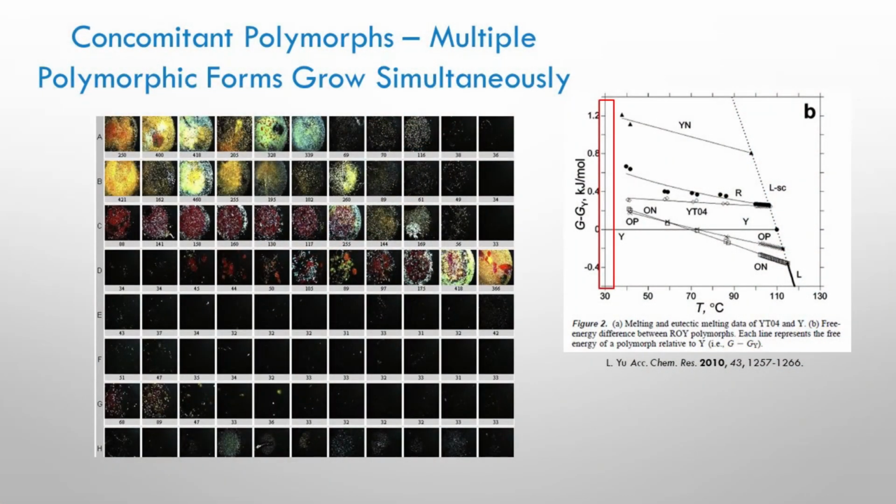A friend of mine who unfortunately passed this past year, Joel Bernstein, great scientist, and that's one of the wonderful things about this field. It's kind of a small field, and you have a few people, and then you all kind of come from similar lineages, and we all kind of connect internationally even. But Joel Bernstein was very prominent in the field, and he had termed this concomitant polymorphs, when multiple polymorphic forms grow simultaneously.